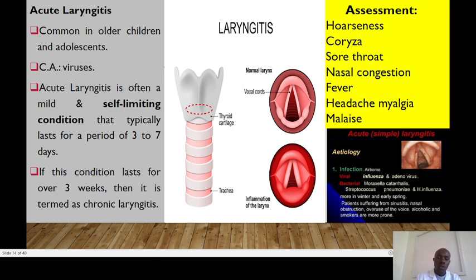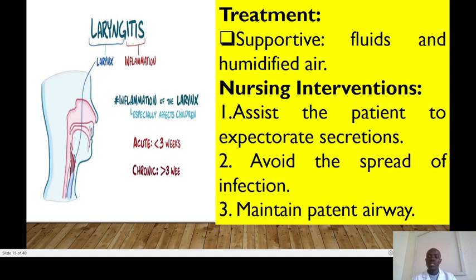Okay. Remember, the most common viruses here are either influenza or adenovirus. Bacteria could also include Moraxella catarrhalis, Streptococcus pneumoniae, and Haemophilus influenzae, especially in the winter and early spring. Okay, so people suffering from sinusitis, nasal obstruction, overuse of the voice, alcoholics, and smokers are more prone to this condition.